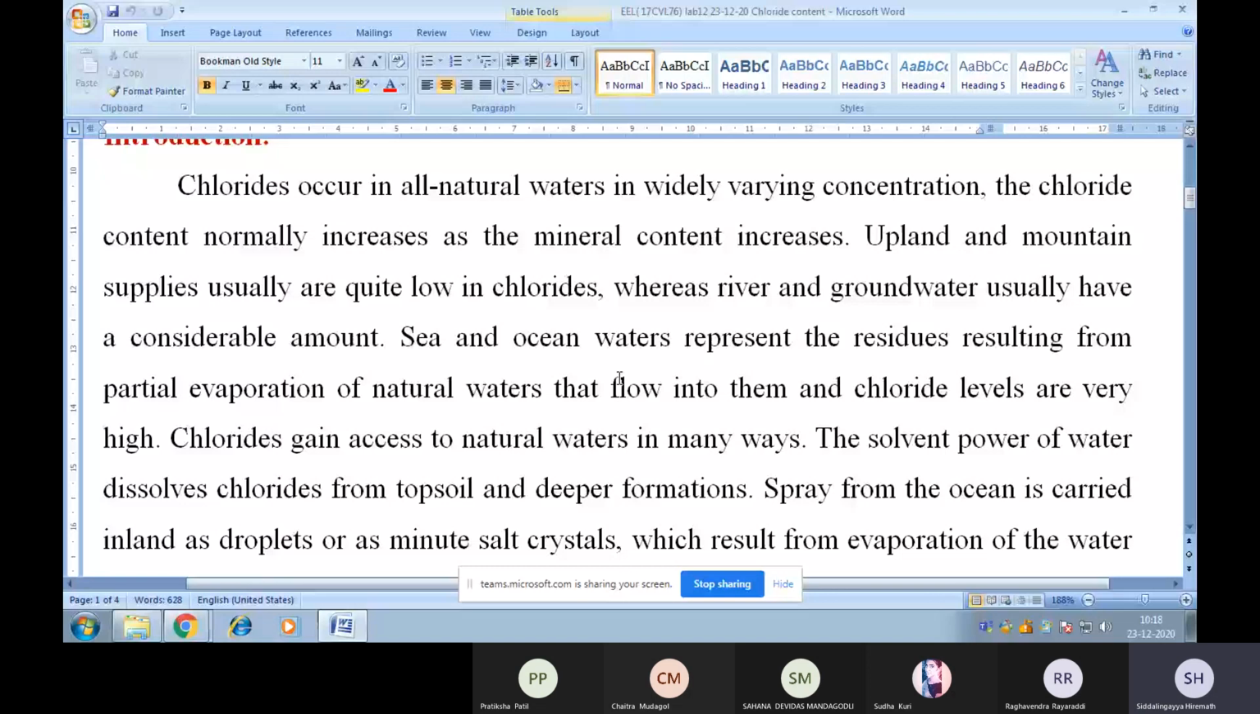So let us come to the observations. First observation is the volume of sample considered for the determination of chloride content, that is 50 ml. Second observation, the titrant. Here we are using silver nitrate, AgNO3, of normality 0.014. And third, we are using the indicator potassium chromate. And what is the end point of the reaction here? That is color change from yellow to brick red. So these are the observations.